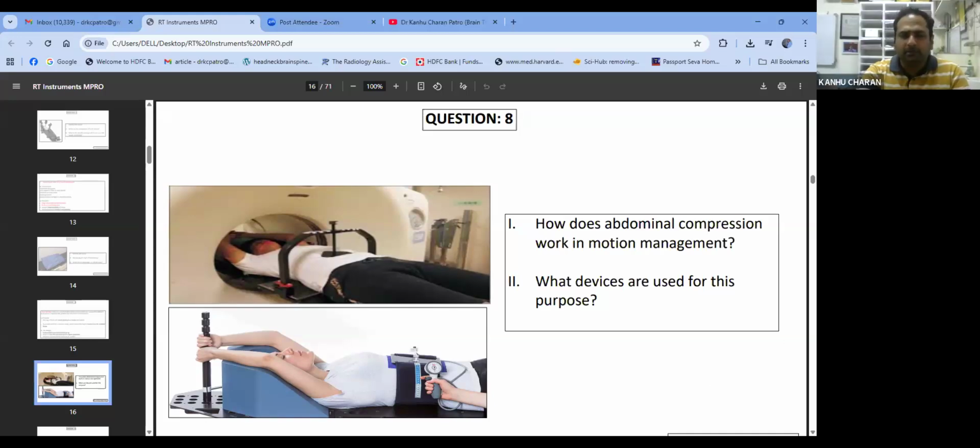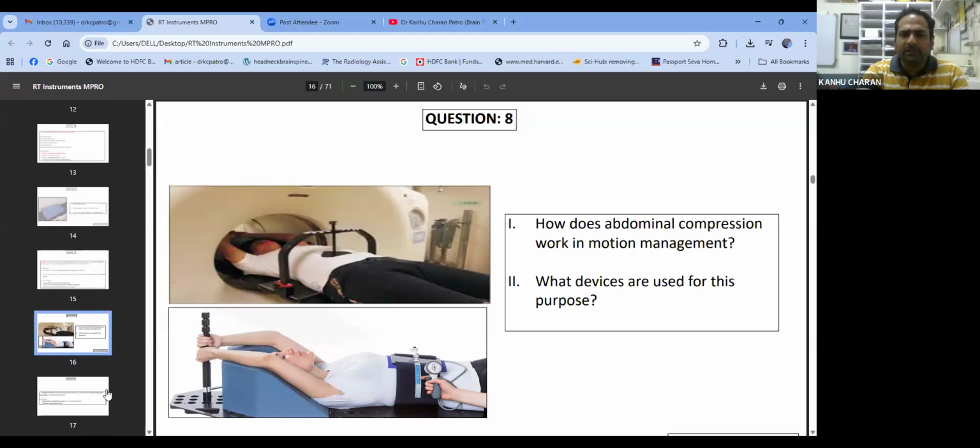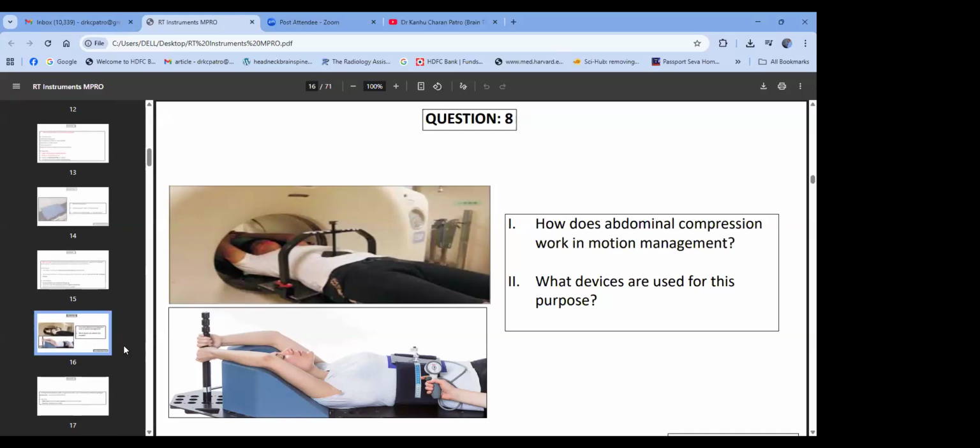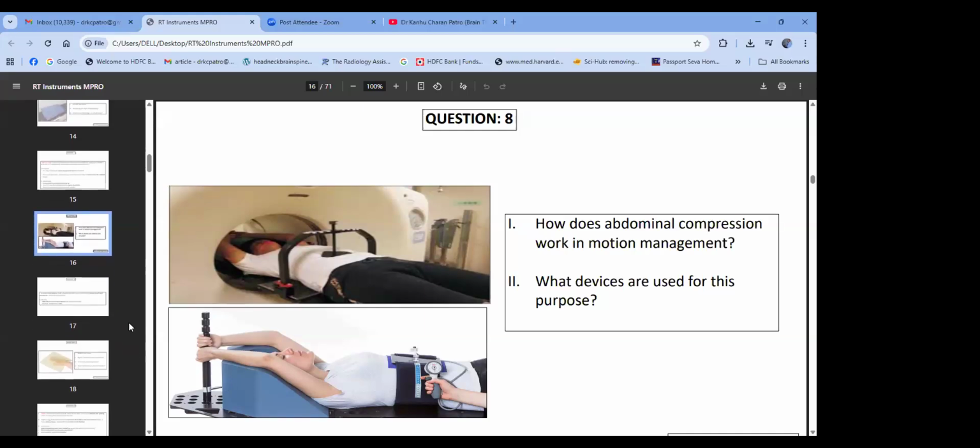Yeah, liver. So it's mostly for SBRT. Yes, sir. So in SBRTs, we need to give tighter margins. So abdominal compression, and thereby we can answer.